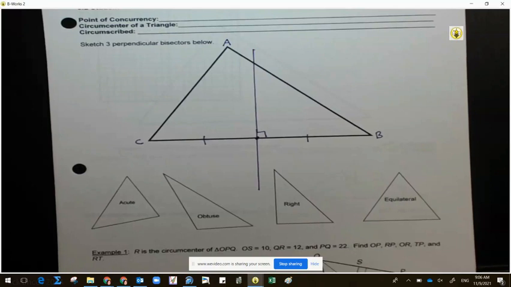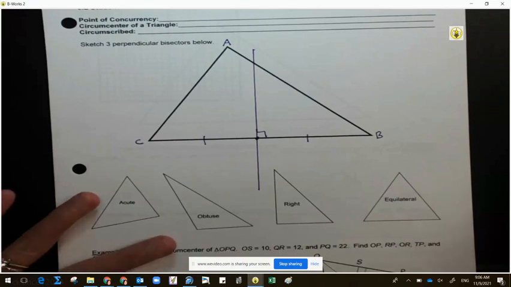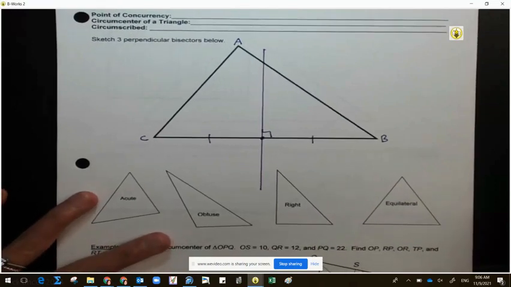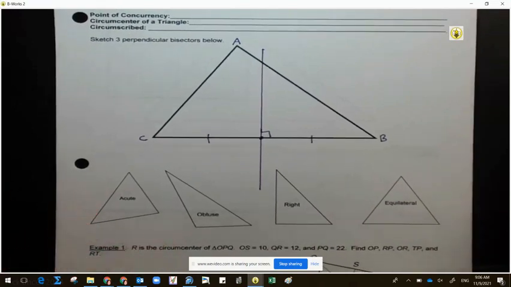Now, yesterday we did highlight this. Today I don't want to, but there's something else I want to emphasize. When you guys are done making your first perpendicular bisector, give me a thumbs up. Look at you.